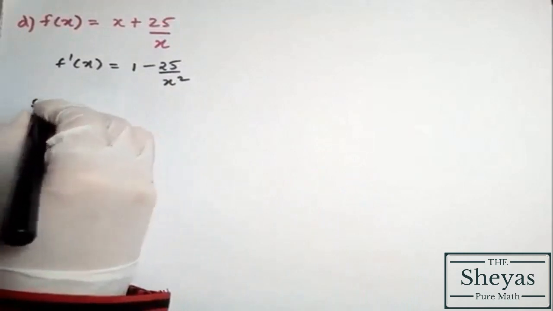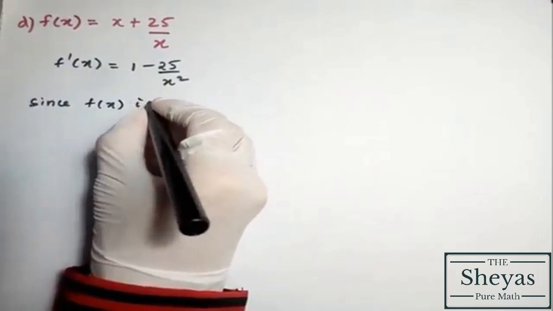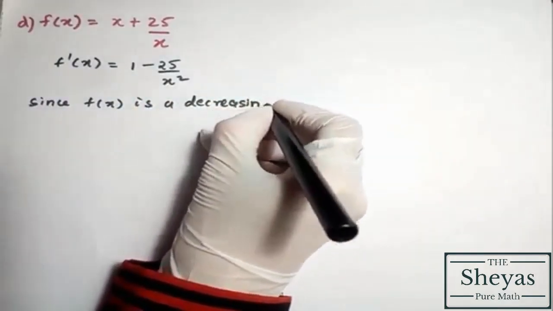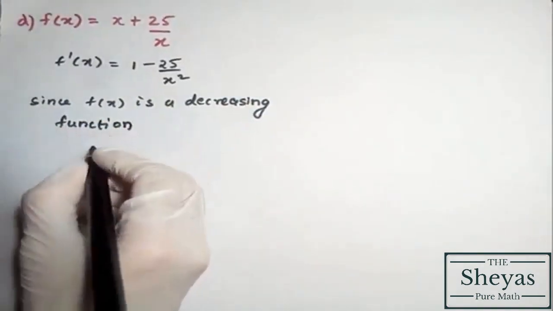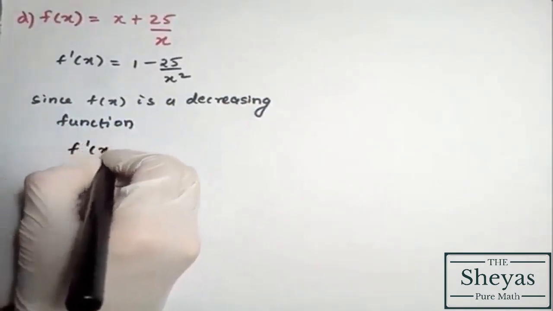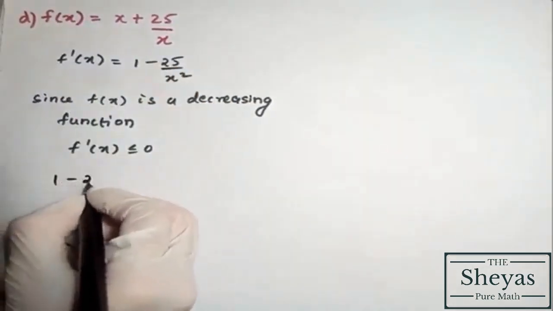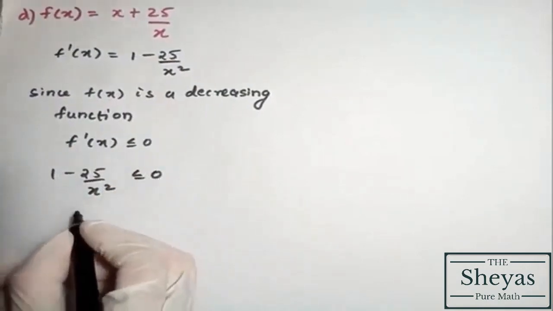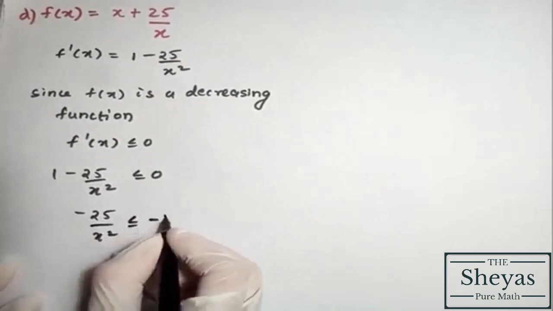Then, since it is a decreasing function, you can write f dash of x less than or equal to 0. So what is f dash of x? 1 minus 25 by x square less than or equal to 0. So minus 25 by x square less than or equal to minus 1.